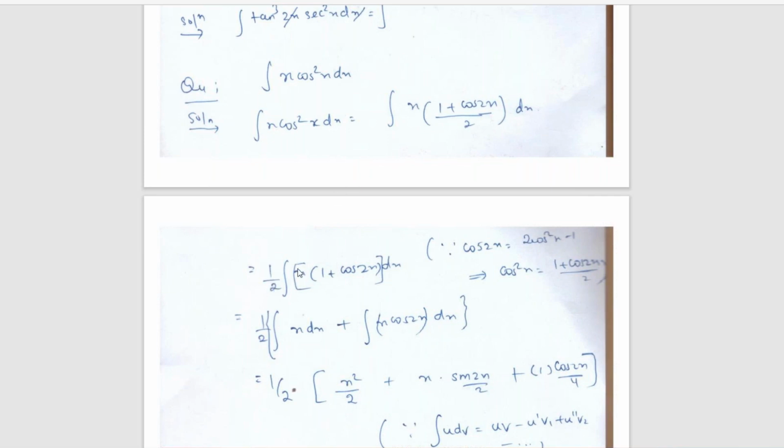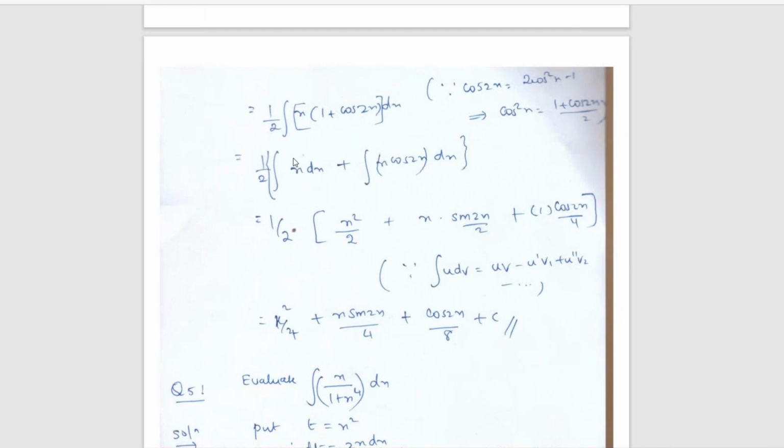1 by 2 is a constant. Take it outside. So 1 by 2 integral x into 1 plus cos 2x dx. Here we can separate the integrals because we have addition of x and cos 2x. So integral x dx is the first integral, plus integral again the product of x, that is the algebraic function, and the trigonometric function. So x into cos 2x dx.